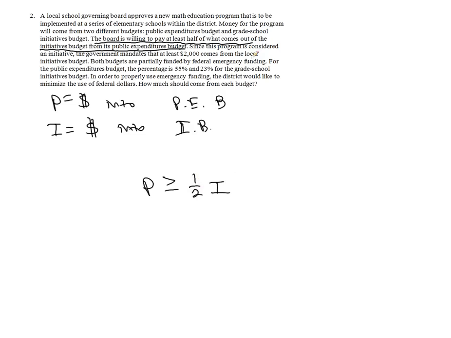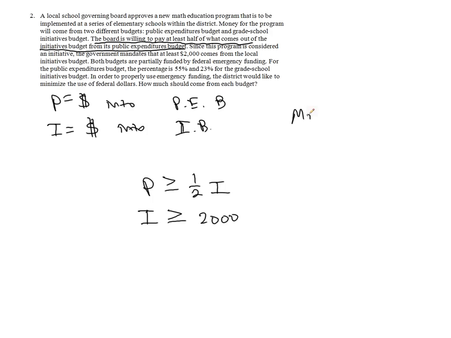We also know that since the program is considered to be an initiative, the government mandates that at least $2,000 come from the local initiatives budget. So that means that the dollars from the local initiatives budget is at least, meaning greater than or equal to, $2,000. Both budgets are partially funded by federal emergency funding. For the public expenditures budget, the percentage is 55% and 23% for the grade school initiatives budget. In order to properly use emergency funding, the district would like to minimize the use of federal dollars.